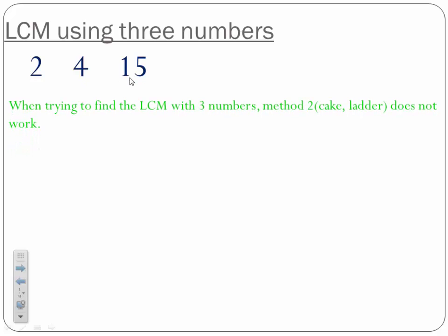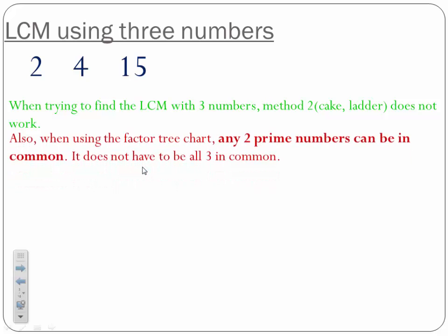So just some notes for you. When trying to find the least common multiple of three numbers, the method 2 way that I taught you with the upside down bridge doesn't work with 3. Okay, it'll give you a common multiple. It will not always give you the least. So make sure you have that down.